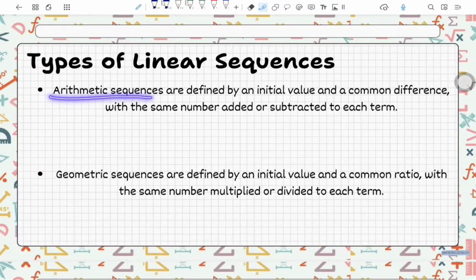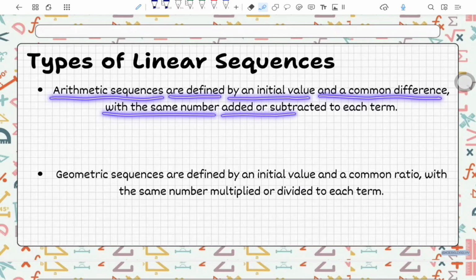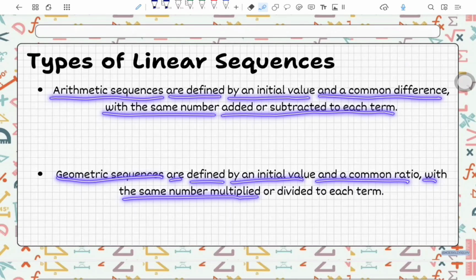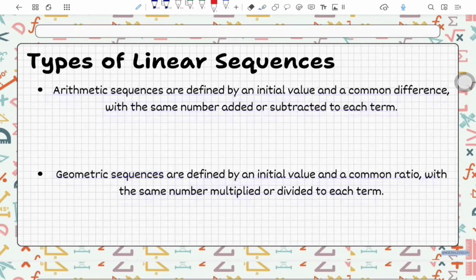Now, we have two kinds of sequences in that problem. Number one, arithmetic sequence. Number two, geometric sequence. Let's read the definition. Arithmetic sequences are defined by an initial value and a common difference, with the same number added or subtracted to each term. Geometric sequences are defined by an initial value and a common ratio, with the same number multiplied or divided to each term.